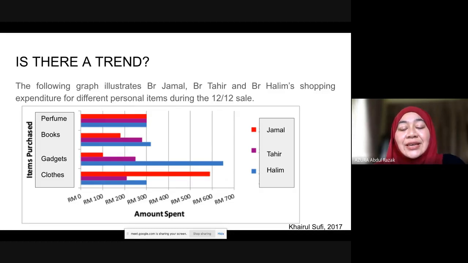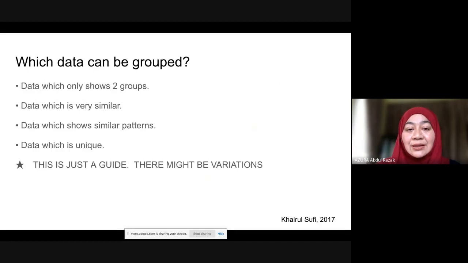Right? Look at the rubrics. Okay, the following graph illustrates Brother Jamal, Brother Tahir, and Brother Halim's shopping expenditure for different personal items during the 12/12 sale. Okay, and then they just talk about the items purchased and the amount spent. So here, there's no trend. All right, there's no time limit. This is 1 day.